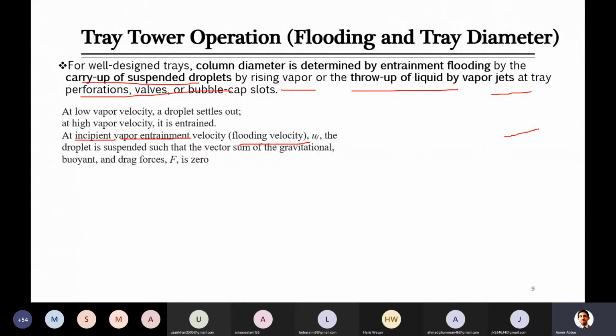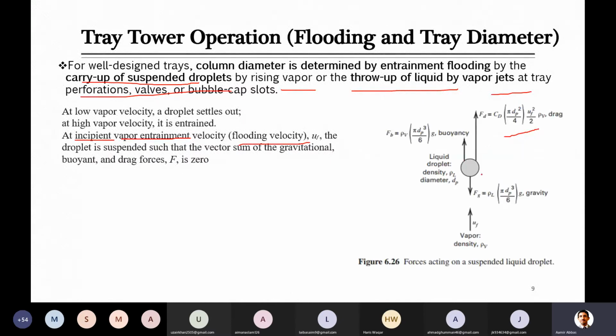So that velocity, how to find it, or how does that phenomenon occur? When you look at any droplet which is being carried by the vapor, at that time, and we just consider that this is the start of the phenomenon, the vapor is carrying the liquid, and the liquid droplet is neither settled down nor entrained with them, but is just suspended between the two trays.